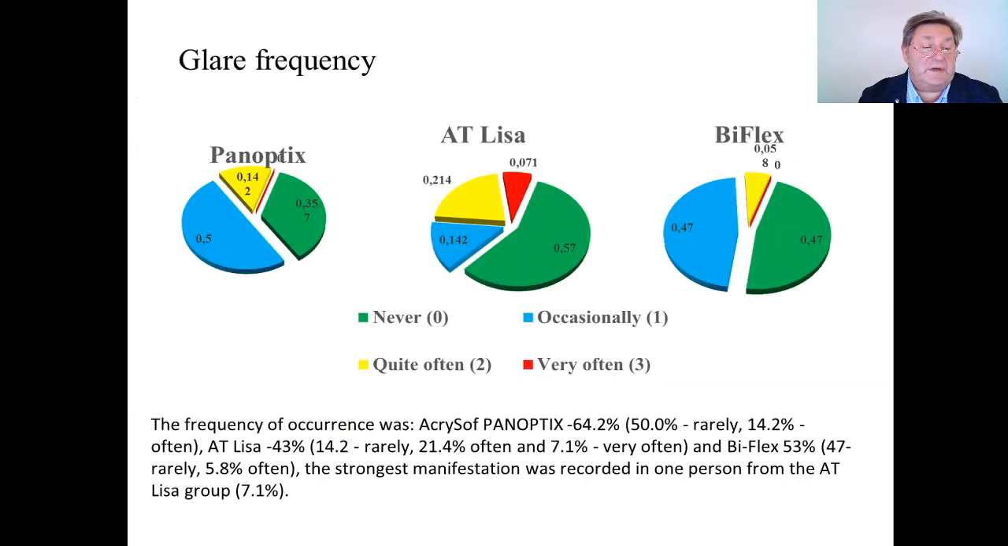The frequency of occurrence of glare was: Acqua Panoptics 64%, 50% rarely, 40% often, and at least 43%; At Lisa 14% rarely, and 21% often, and 7% very often; and B-flex 53%, 47% rarely, and near 6% often. The strongest manifestation was recorded in 1% from the At Lisa group, it's 7%.